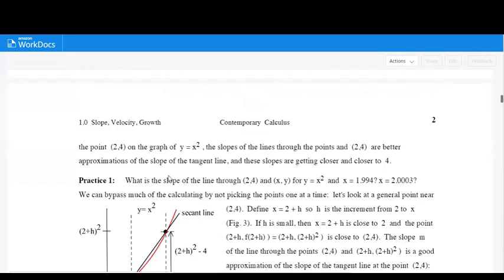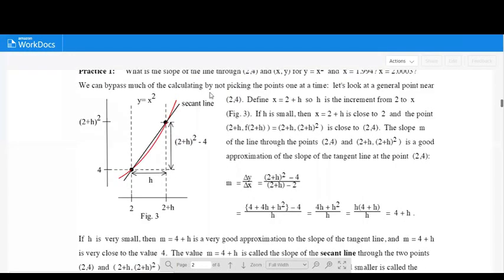Yan. So we have a practice problem here. Again, itong practice problem na to, you can try to answer this one and then check your answer using the answer key na nasa baba. So here we can bypass much of the calculating by not picking the points one at a time. So we can have the calculations diretso, yung hindi ba try and try.